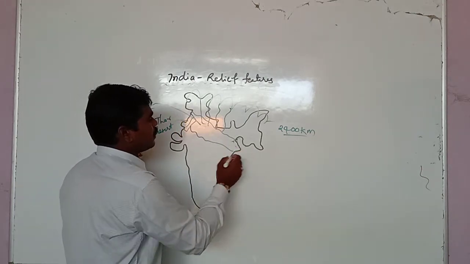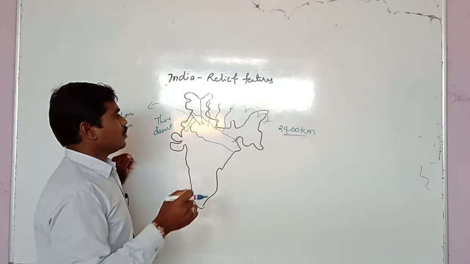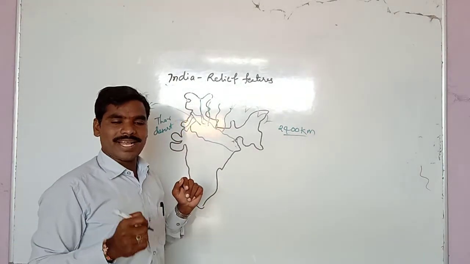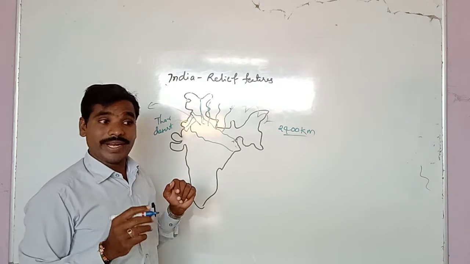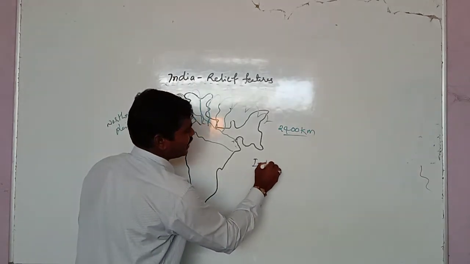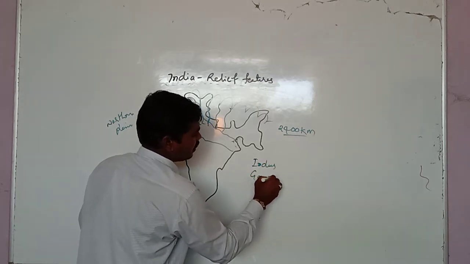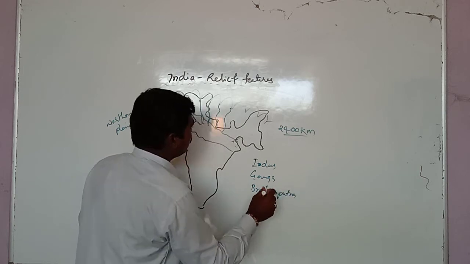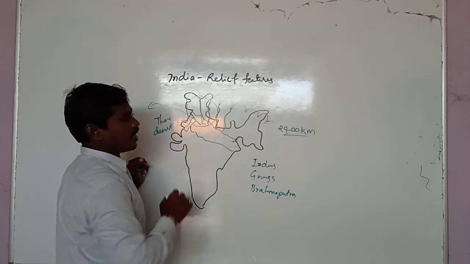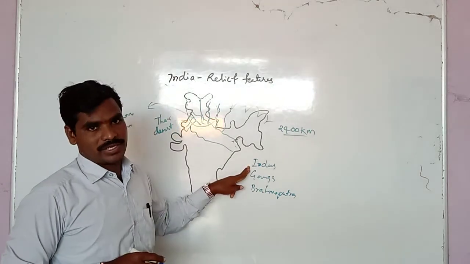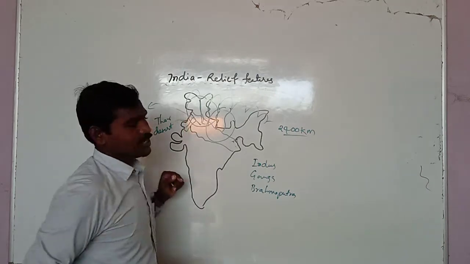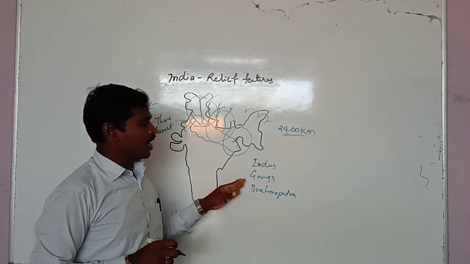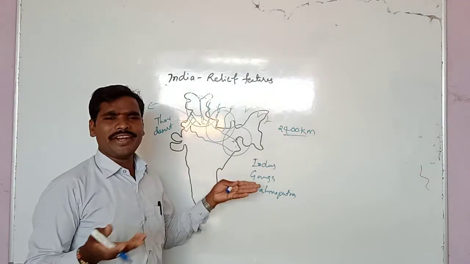Next, the Himalayan rivers. What are the major Himalayan rivers? Indus River, Ganga River and Brahmaputra River. This part is called the Indus basin, this is the Ganga basin, and this is the Brahmaputra basin. There are also many tributaries.